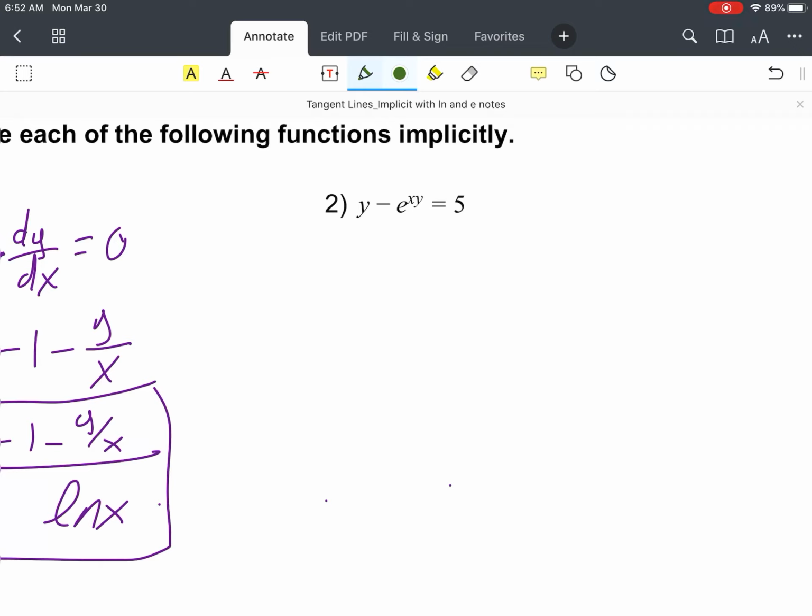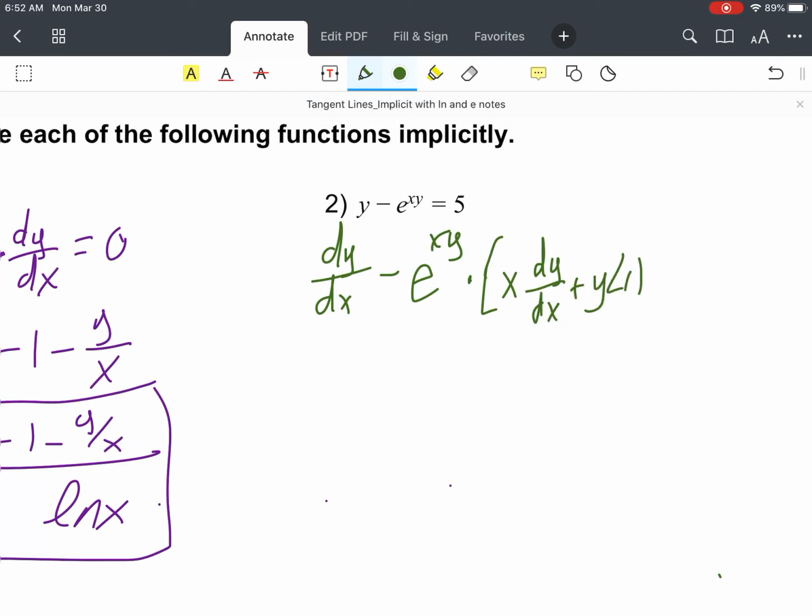On this problem, it looks very similar to the last one. So the derivative of y is dy/dx, minus e to the xy times, now there's going to be a product rule whenever I do the derivative of the top. So first, derivative of the second, plus second, derivative of the first, equals 0, because the derivative of 5 is 0.